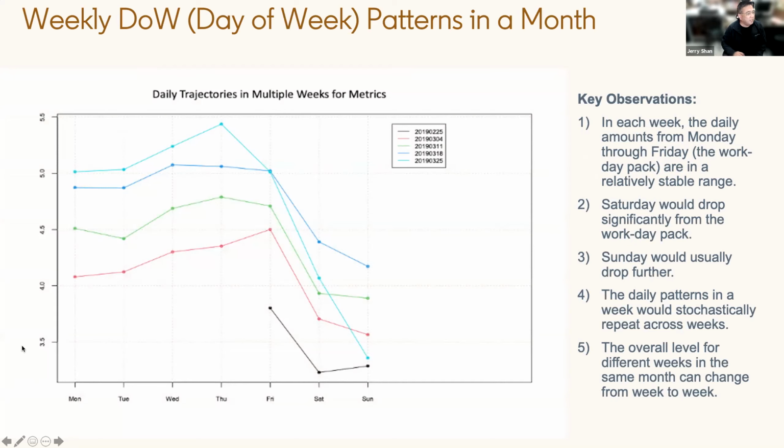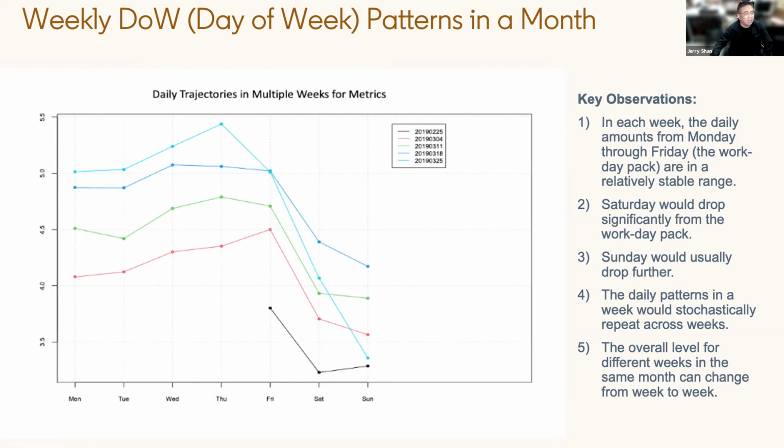This window here is a graph of some transformed real data. On the x-axis, you have Monday through Sunday, and the y-axis is the value of the transformed response variable. Each color corresponds to a calendar week, defined from Monday to Sunday. We have a few quick observations. In each week, the daily amounts from Monday through Friday are in a narrow range, relatively stable. But on Saturday, you see a drop from the workday pack, and on Sunday, an additional drop. Those are the 3 obvious observations.